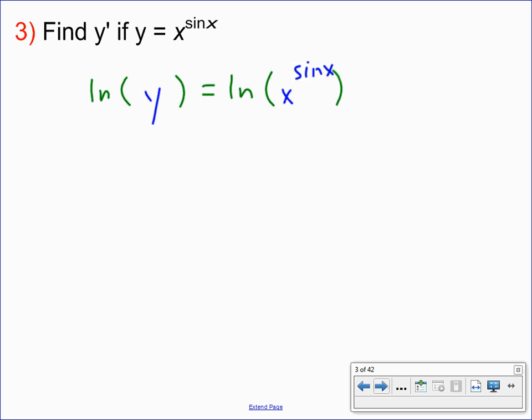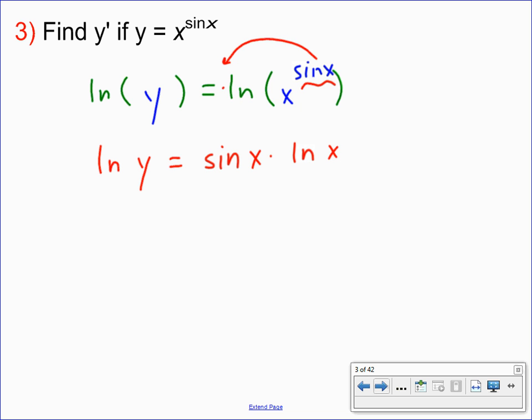Now we'll go ahead and use our properties of logs to rewrite my original, namely the log of a power property. So we'll leave the left side alone, natural log of y, but we'll grab onto this exponent and bring it down front as a constant multiplier, in accordance with my log of a power property. So my rewrite is sine of x times ln of x.